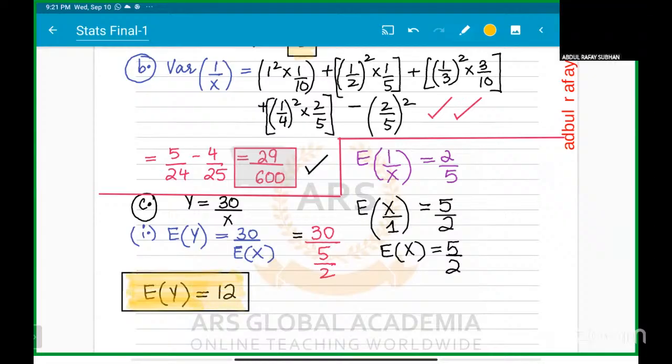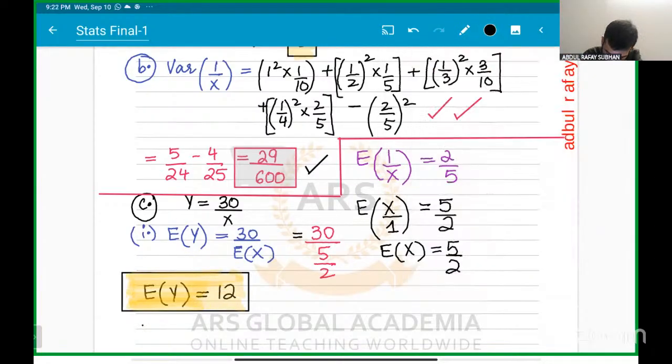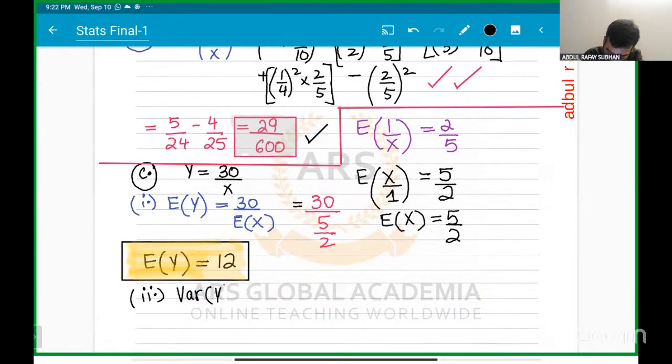Okay. Here we have to get the variance. So let's talk about the variance. Since we have to find out the variance of y as well, again we apply the same thing, that y is equal to 30 divided by x. Does everyone agree that we can write this down as 30 multiplied by 1 over x? Can we write down this thing? It's the same. Am I right?